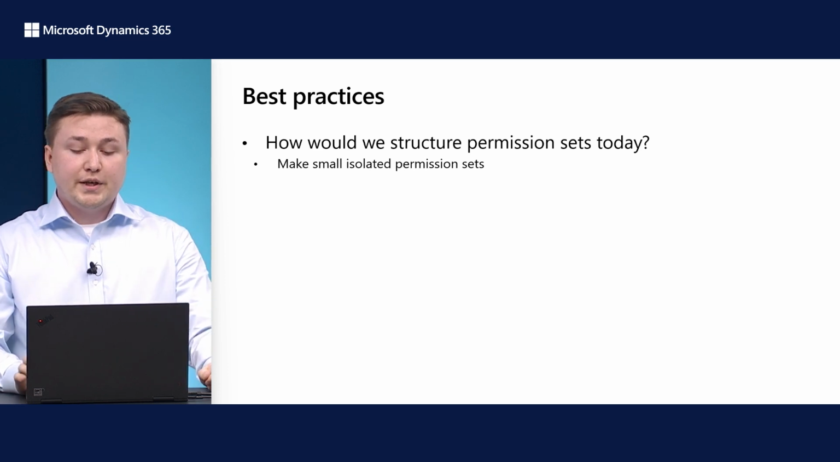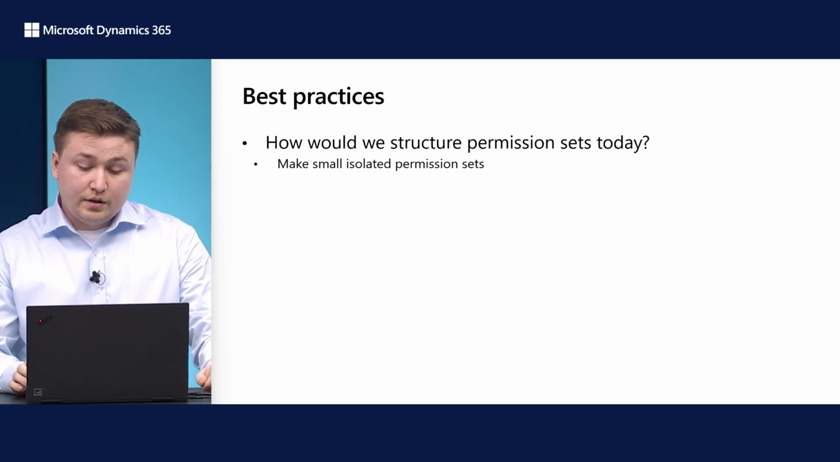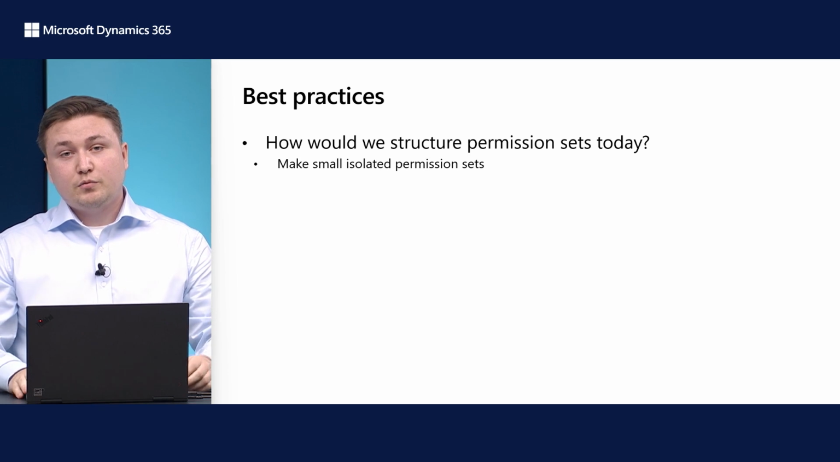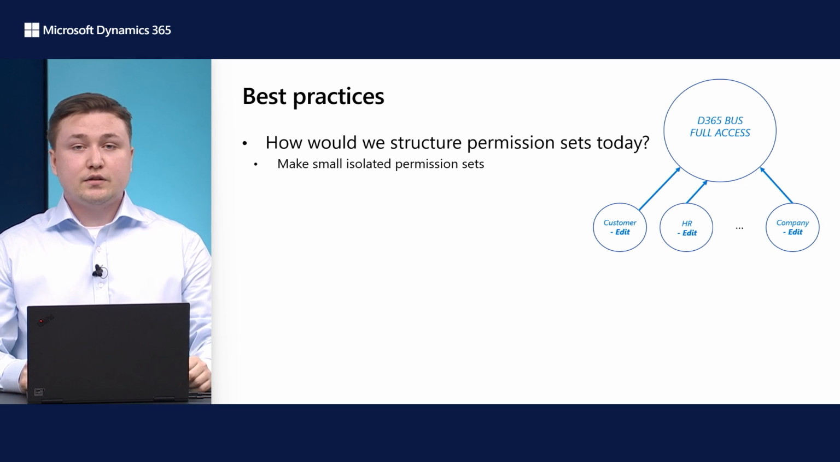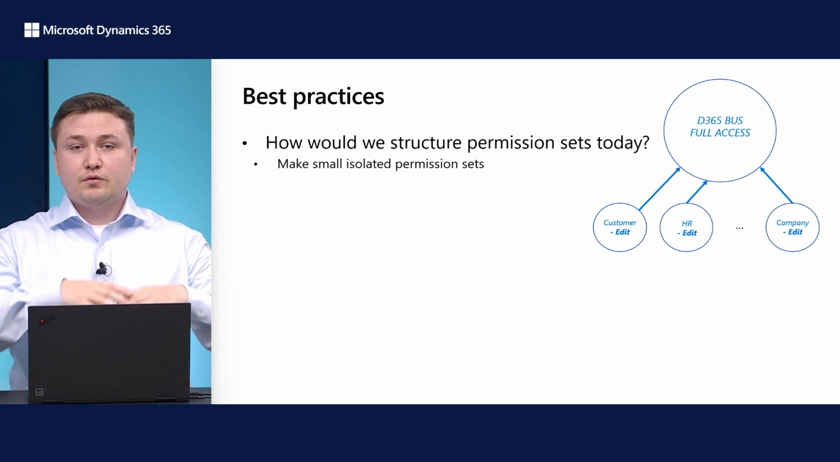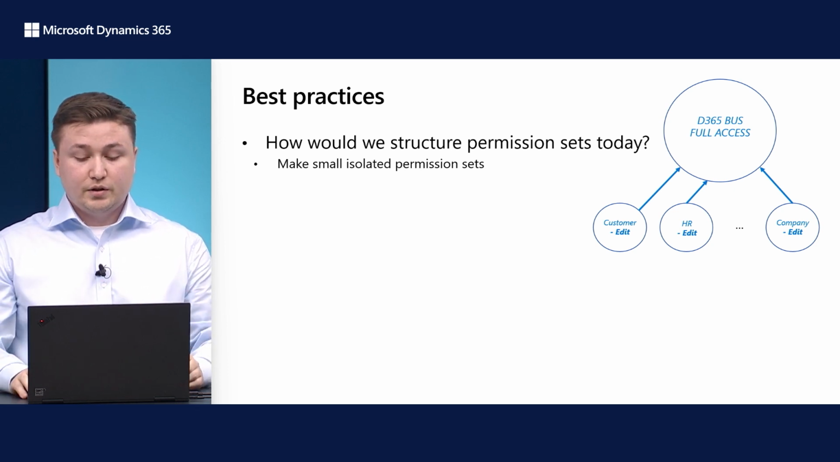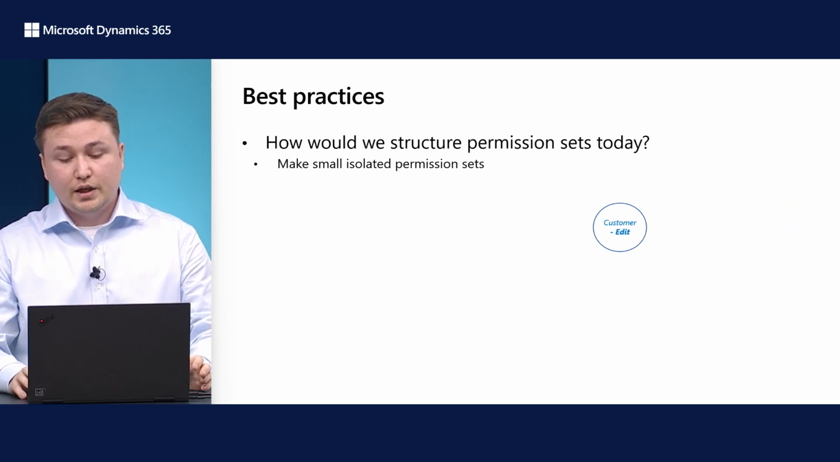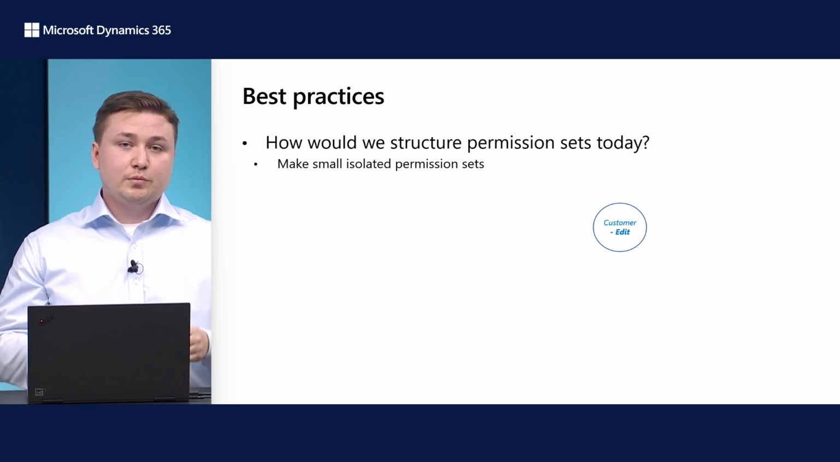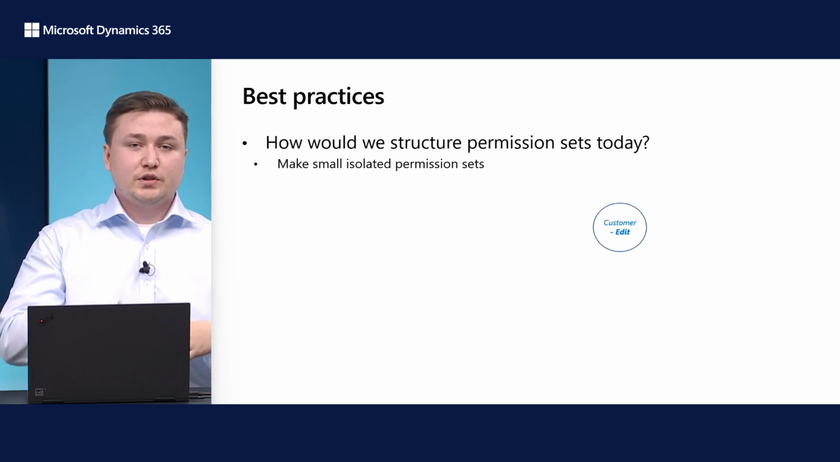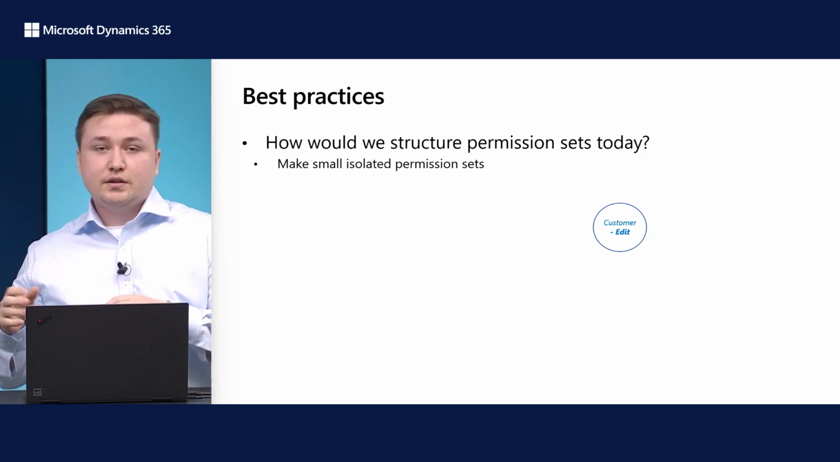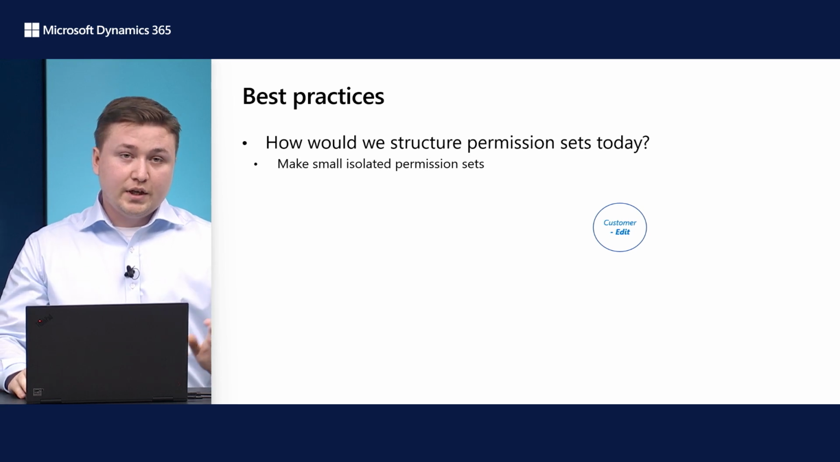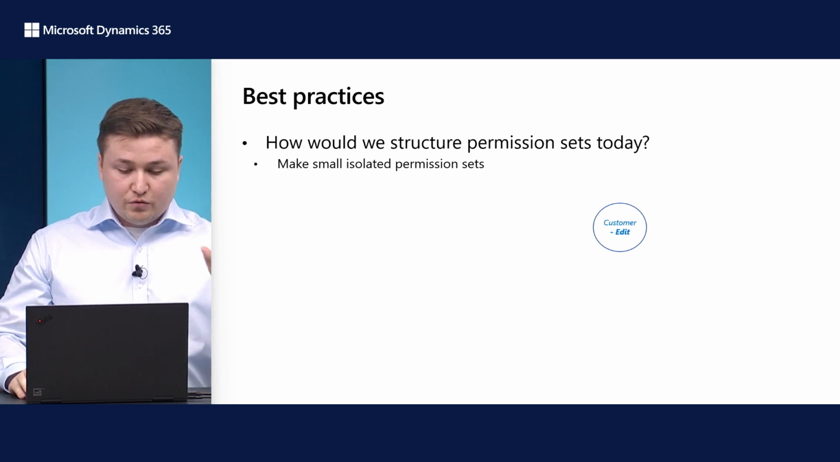Well, first of all, we would make small isolated permission sets, and each of these permission sets would be related to a feature. So today, D365 Business Full Access contains a lot of different permissions, but we can see customer edit as one scenario. Editing a customer is one single scenario, so let's just look at that for now. We could even split customer edit into multiple scenarios. Editing certain parts of a customer is one scenario, editing other parts is another scenario. But let's just look at editing a customer as one single scenario.